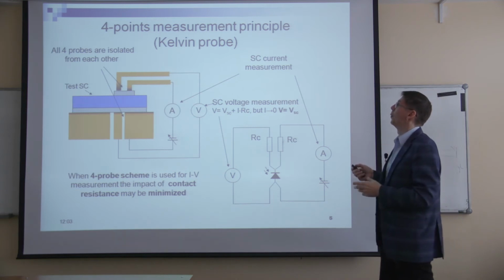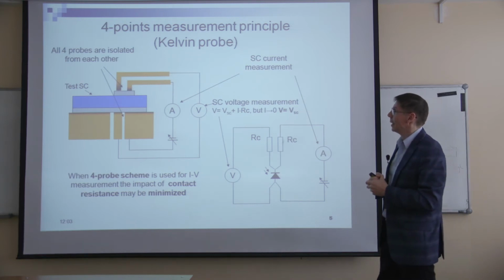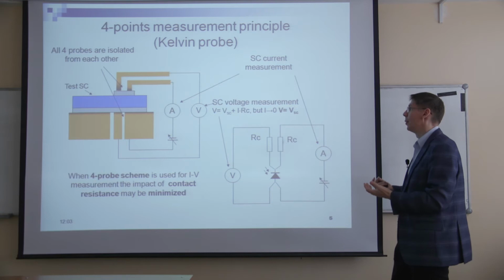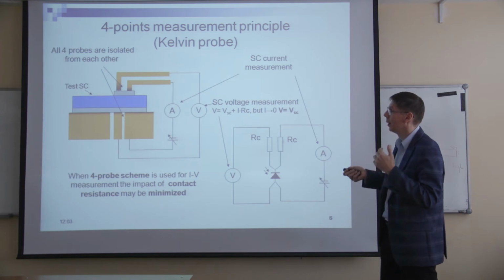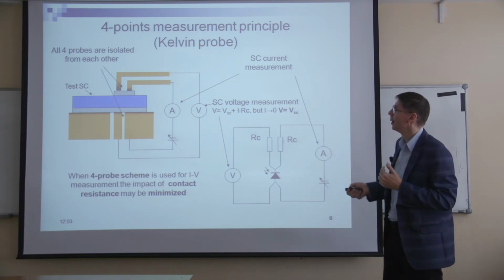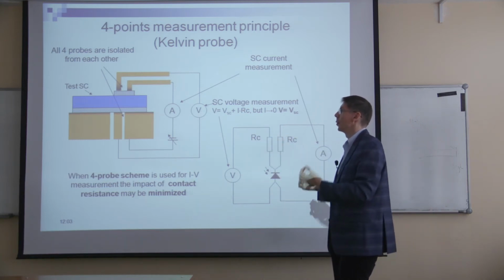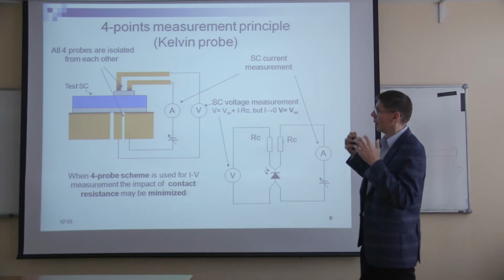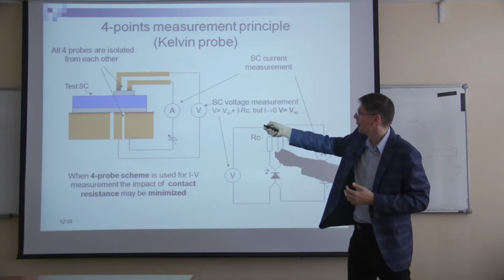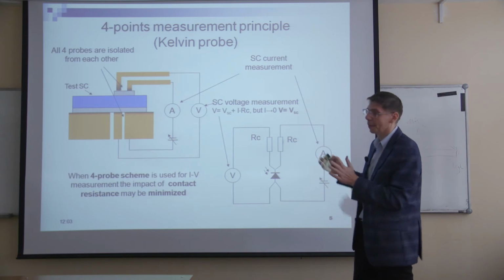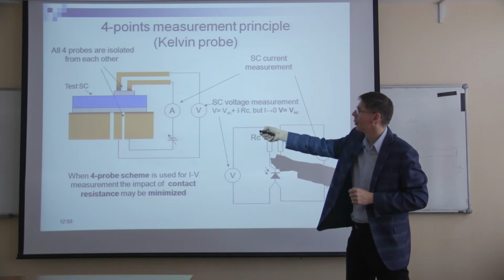Is to use the 4-point measurements. Sometimes it's called a Kelvin probe. The main idea is to separate two channels of the current and the voltage measurement, not only in the source meter, but also when you contact the solar cell. So you have to use 4 separate contacts which are not connected between each other. They are connected only via the contact of the solar cell.